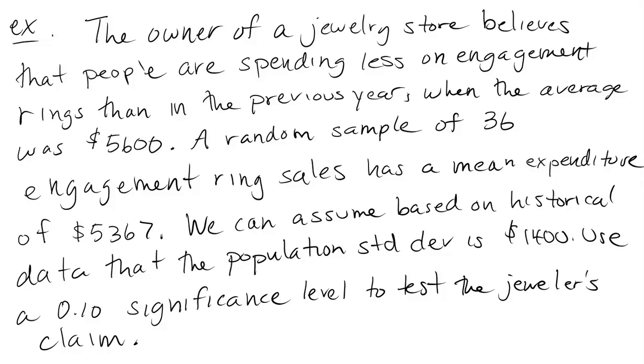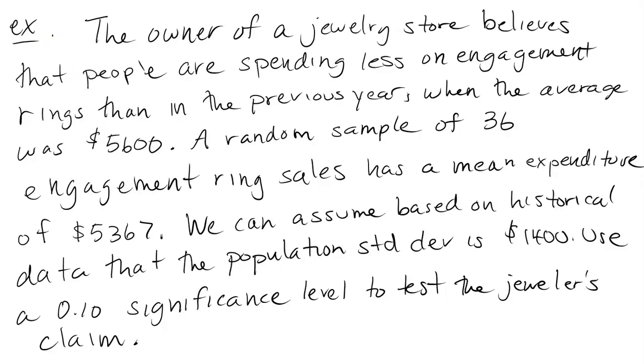Now, in this example, we have to put a little more together than in previous examples. Now that we've got some experience, I've written this one in a slightly less direct way. We're going to have to put some thought into this to get the 6 steps completed. But you can tell it's a hypothesis test. We're being asked to test the jeweler's claim. Step 1 in a hypothesis test is to determine the hypotheses. We need a null hypothesis and an alternative hypothesis.